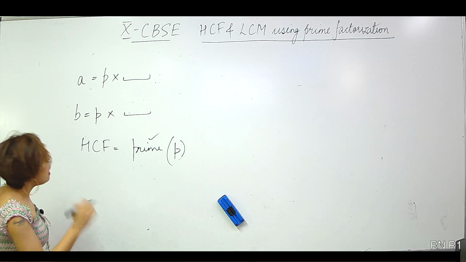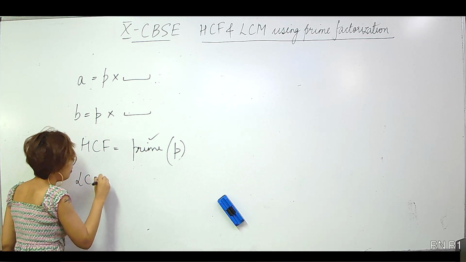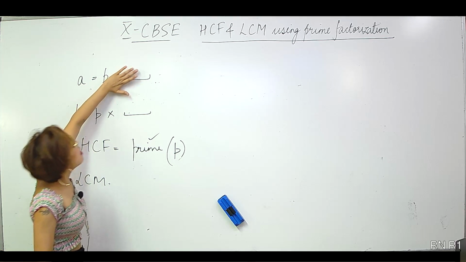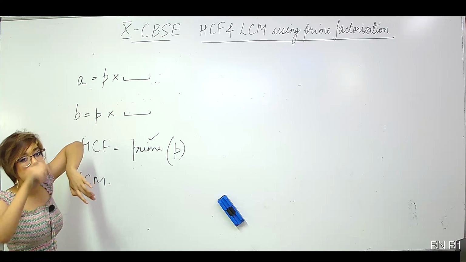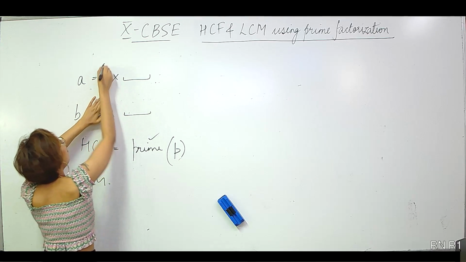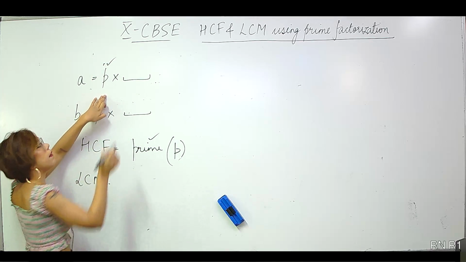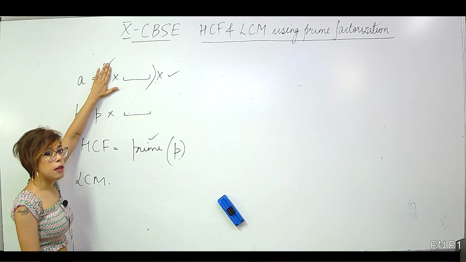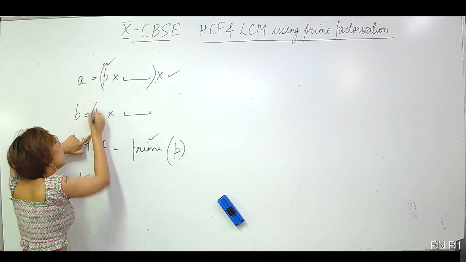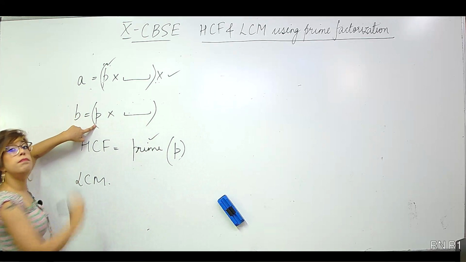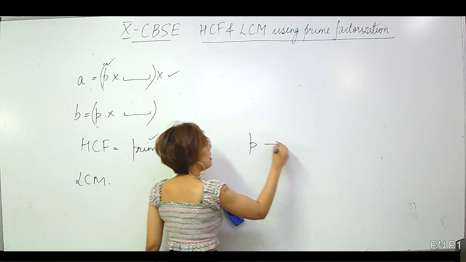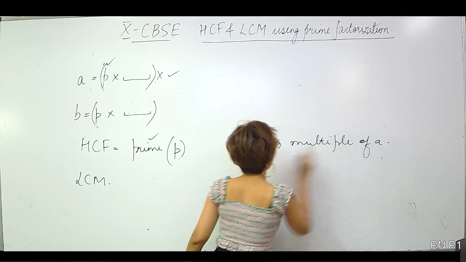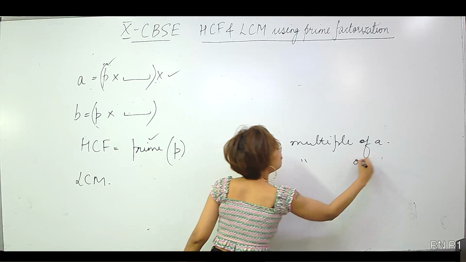Now let's talk about LCM, the lowest common multiple. First I'll talk about the multiples of A, then the multiples of B, and then the common multiples. Any multiple of A would have P in it, because a multiple of A is nothing but this number times something. It would definitely have this number P. P would also be present in the multiples of B. So P is present in multiples of A, and P is present in multiples of B.